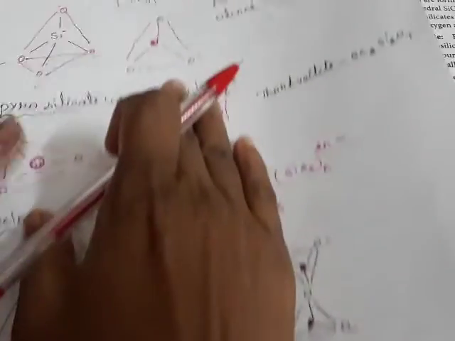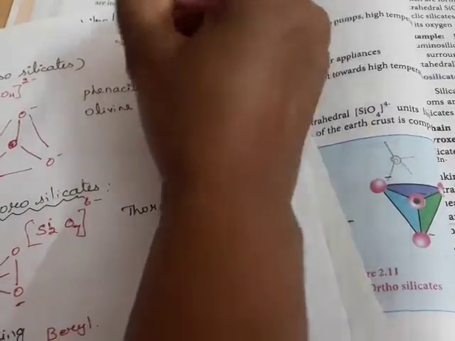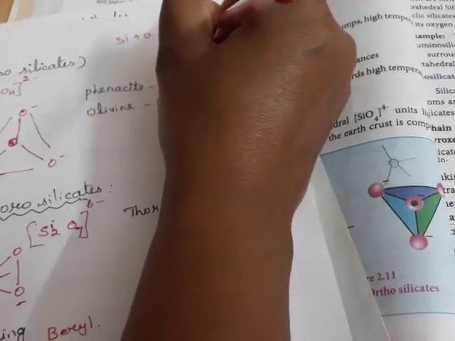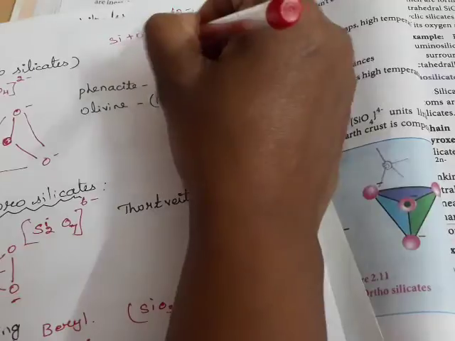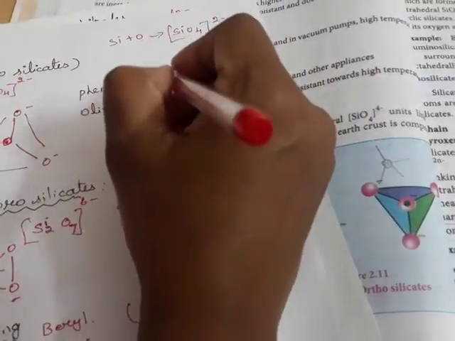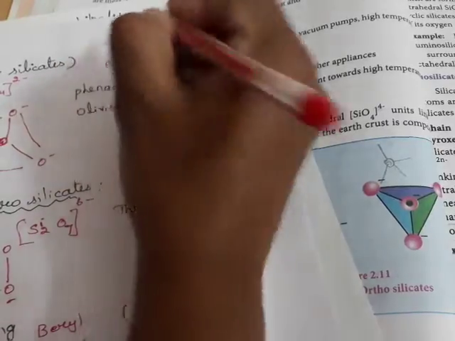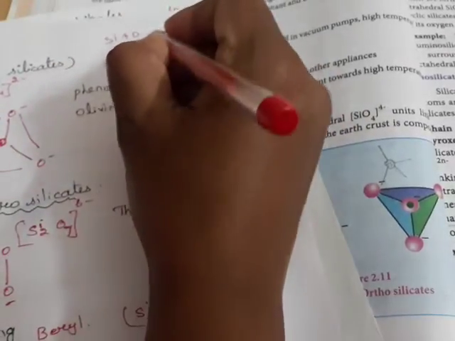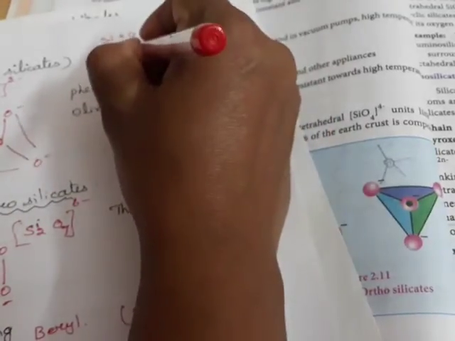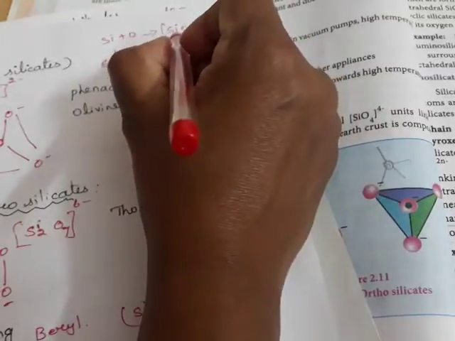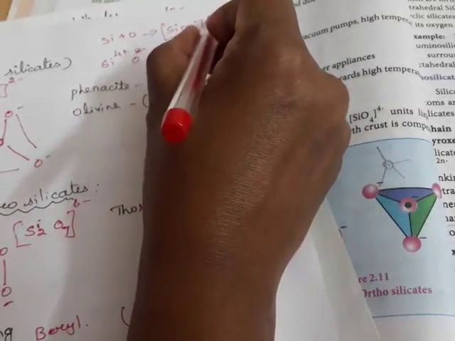In the silicates, silicon plus oxygen are combined to form the silicate SiO4. Already you know the Si symbol is 4 plus ions. Each oxygen has 2 minus ions. This is the formula for silicates, SiO4 to the power 2 minus.